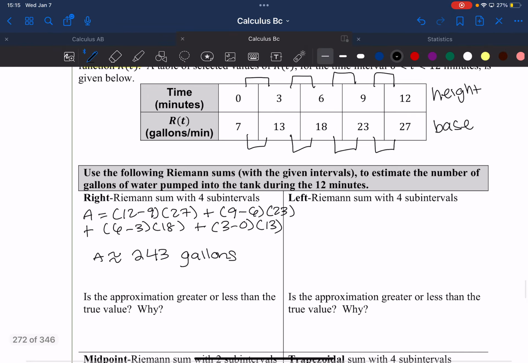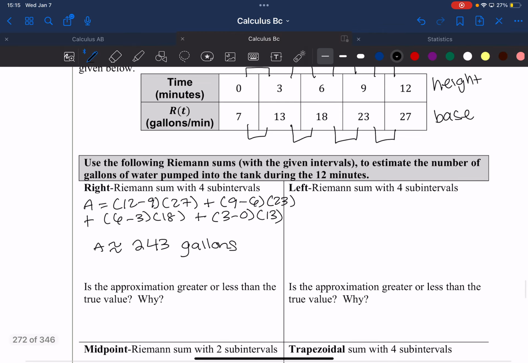Okay. Since this is a right Riemann sum and our function is increasing, would this be an approximation that is greater or less than the true value? Greater. Because we know it's an overestimate. So we would say greater because R of t is increasing, and we know that from the problem.